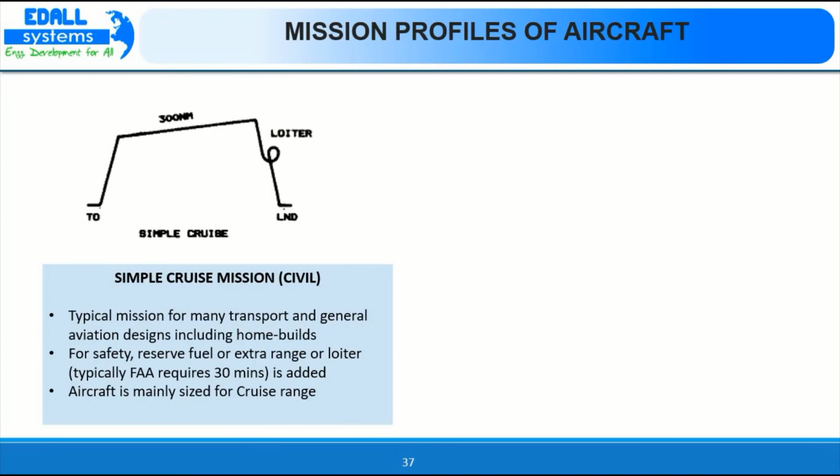So this is a typical mission for many transport and general aviation designs, including the home build. So first it will take off, then it will climb, then it will cruise at a certain altitude, then it will start to descend, then it will loiter at some particular small region, then it will land back. So this is a typical mission for many transport and general aviation designs which we see today. So for safety, reserve fuel or extra range or loiter, 30 minutes is added in this flight phase. So the aircraft is mainly sized for cruise range. So most of these aircraft are designed for such mission profiles.